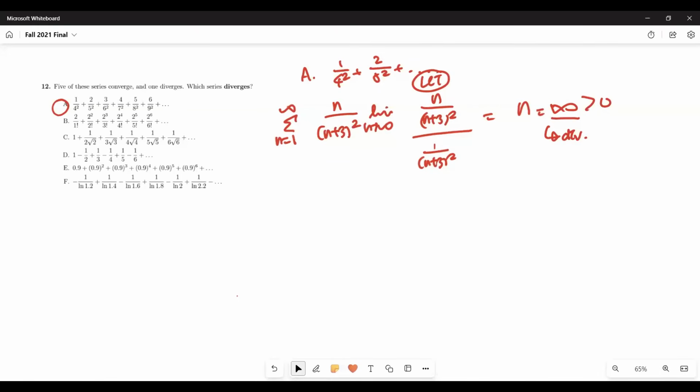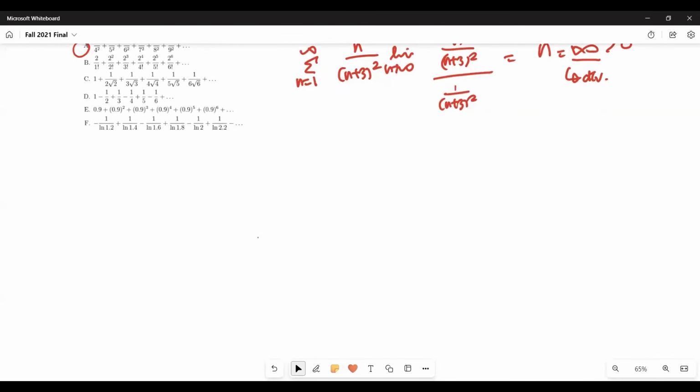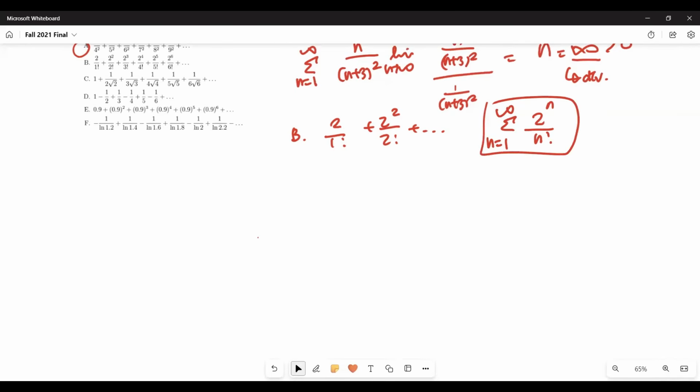Okay, so we're done, but I'm going to go over all the other options. So B is 2 over 1 factorial plus 2 squared over 2 factorial, and so on. So this is the same as the series of 2 to the n over n factorial, where n is equal to 1 to infinity. So this is the series, and we can use the ratio test for this one.